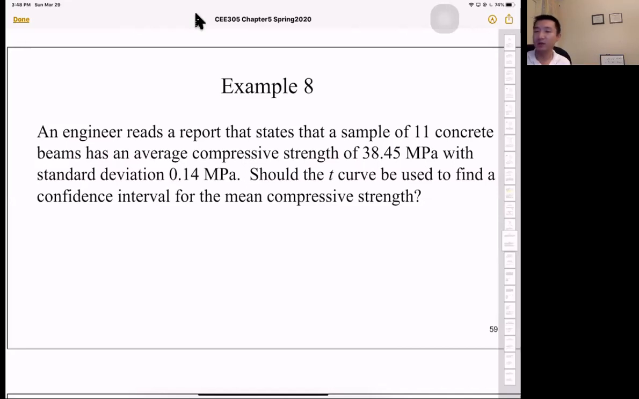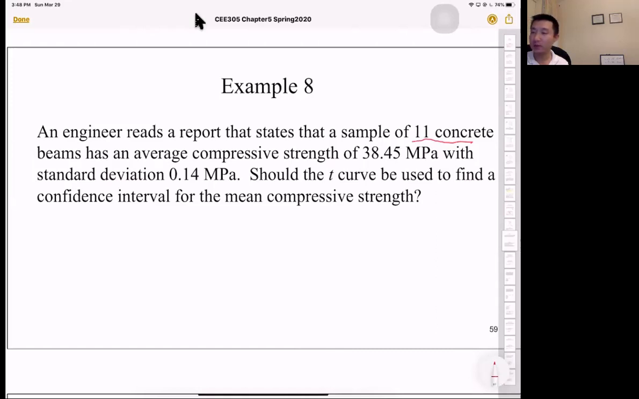Example 8. An engineer read a report that a sample of 11 concrete beams, okay, this is a small sample, have an average compressive strength of 38.45 megapascals with the standard deviation 0.14. Okay. Should the t-curve be used to find the confidence interval for the mean compressive strength?